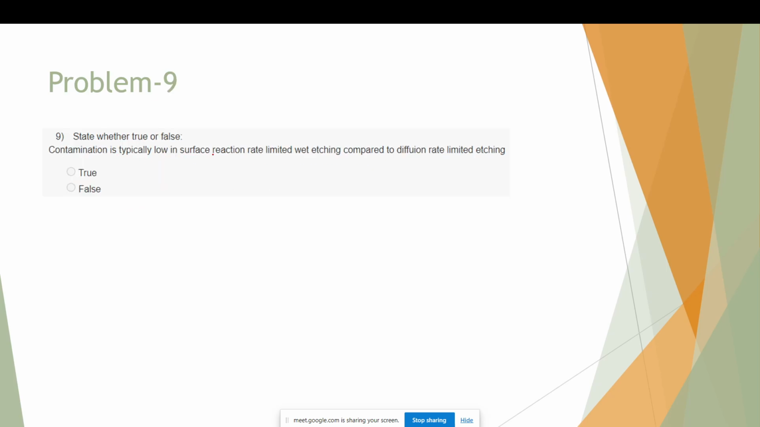Contamination is typically low in surface reaction rate limited wet etching compared to diffusion rate limited etching. True or false? Okay. So, contamination can come from where? Contamination can come from the etchants, or contamination can be that the byproducts are not leaving.